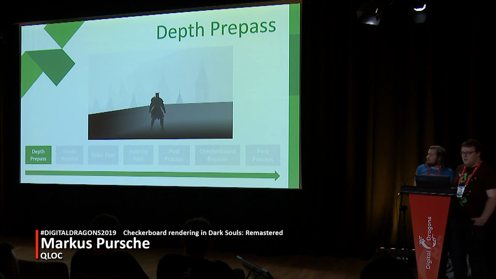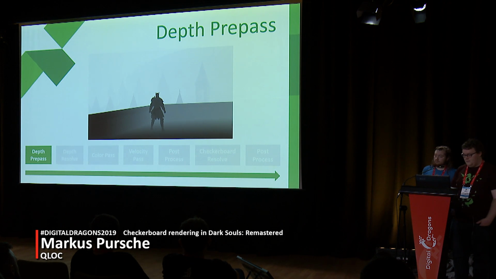In Dark Souls Remastered, the depth prepass is the first thing we render in the main view. We use a depth prepass because we use forward shading, and we want to avoid as much overdraw as possible. This is a picture of our depth buffer taken in Anor Londo. At the bottom of this slide, you can see the flow of the frame. We will show this again as new passes are introduced.